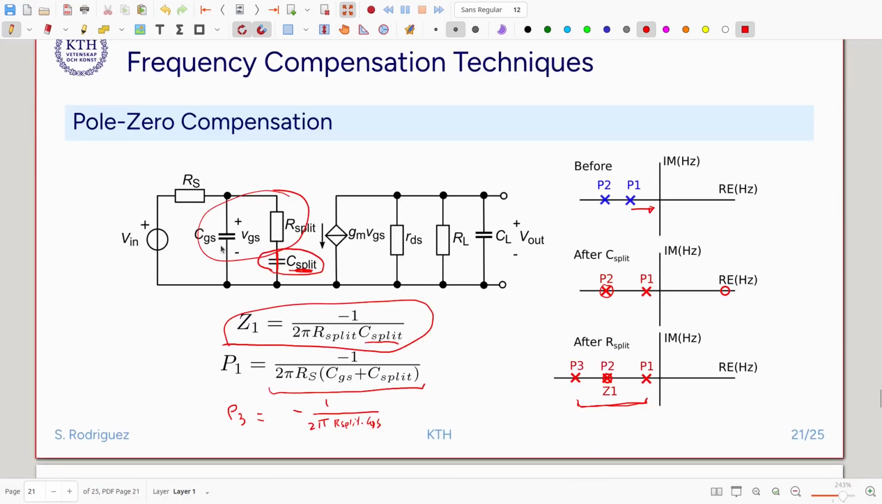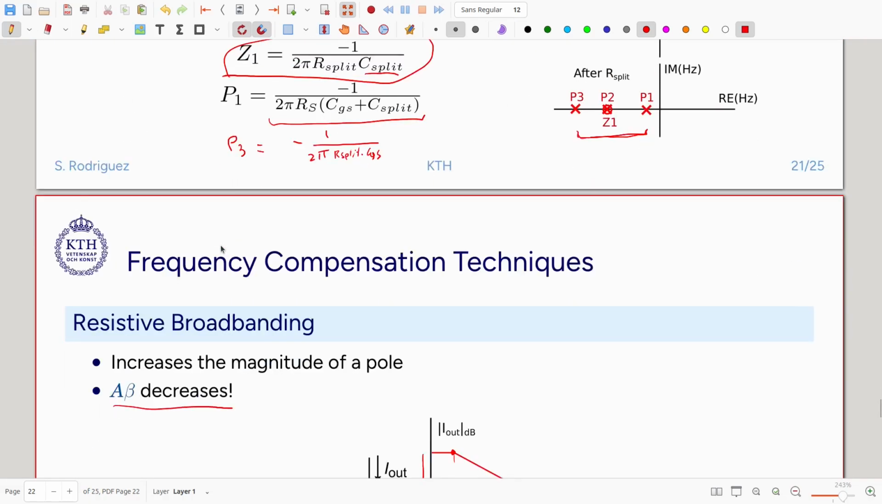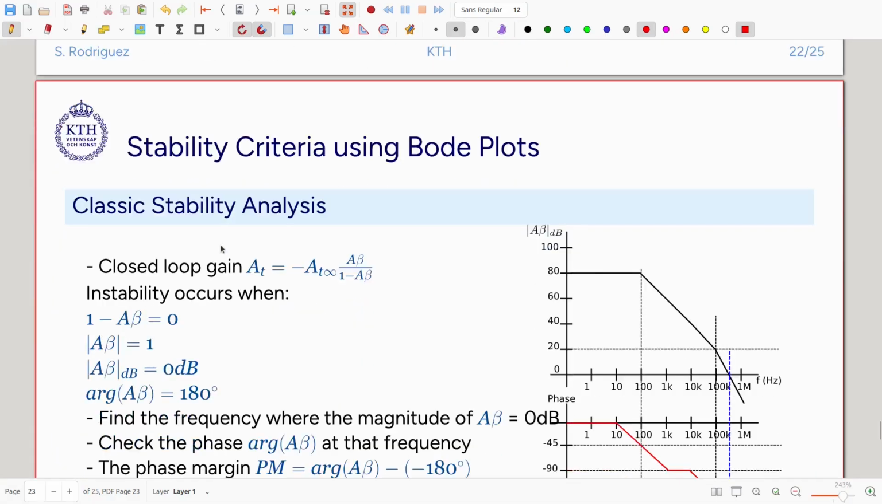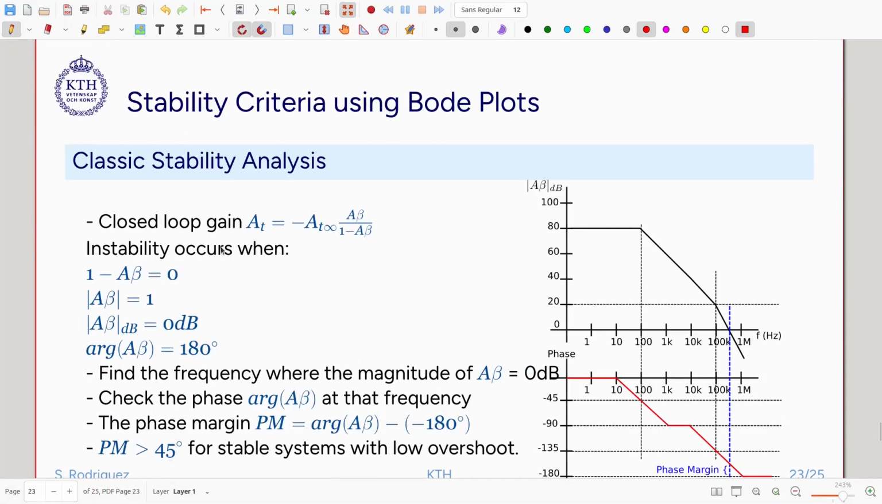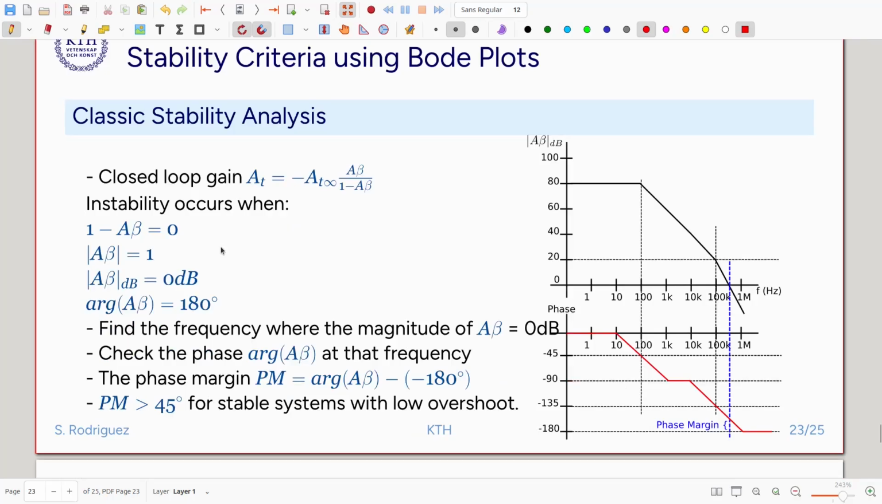And then we will be doing pole zero cancellation compensation or resistive broadband in that order. Now, until now, we have been analyzing the stability of our circuits considering the position of the poles and zeros, and we have said that we will want to move these poles to Butterworth positions, and they have to be in the left hand side of the complex plane, and in most cases that will be the technique that we're going to use.